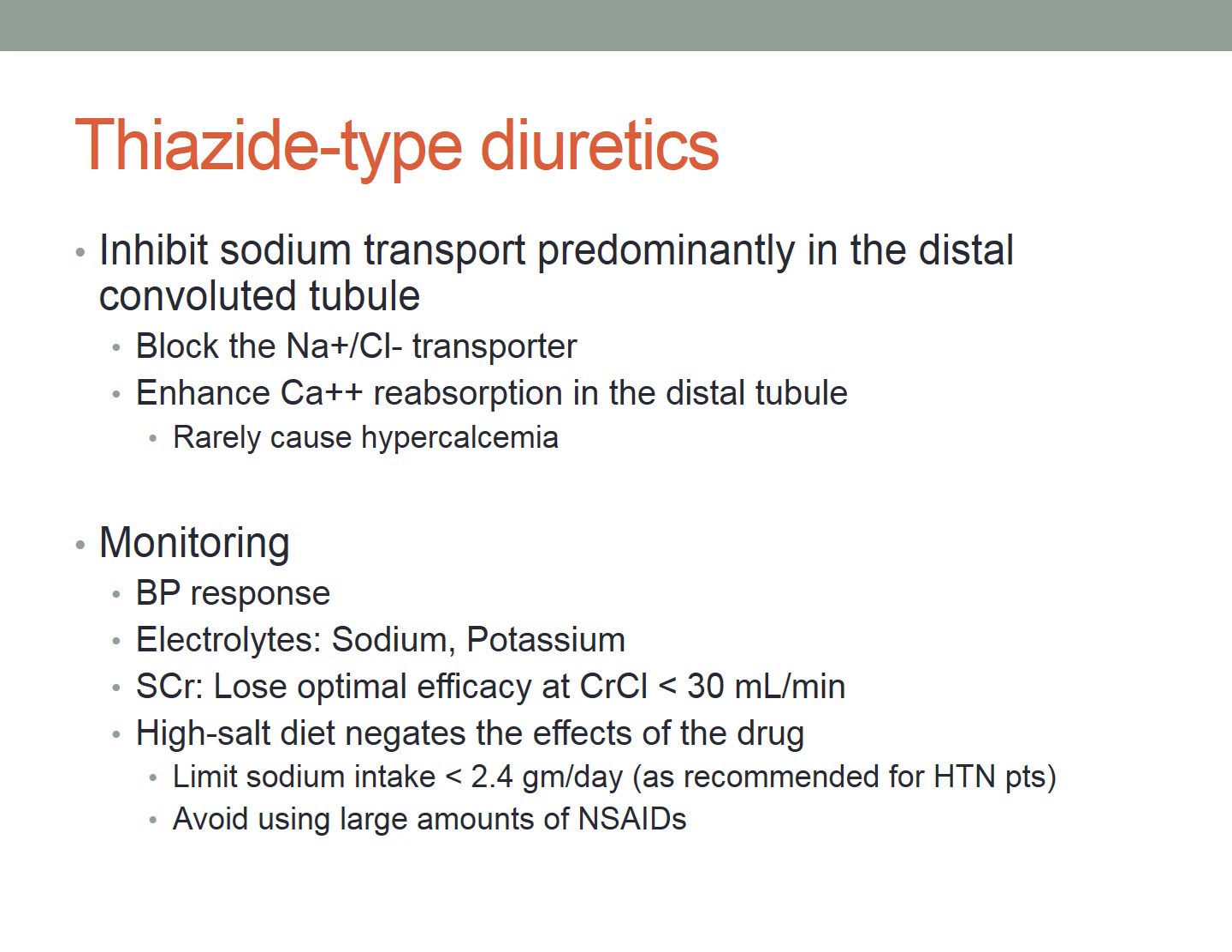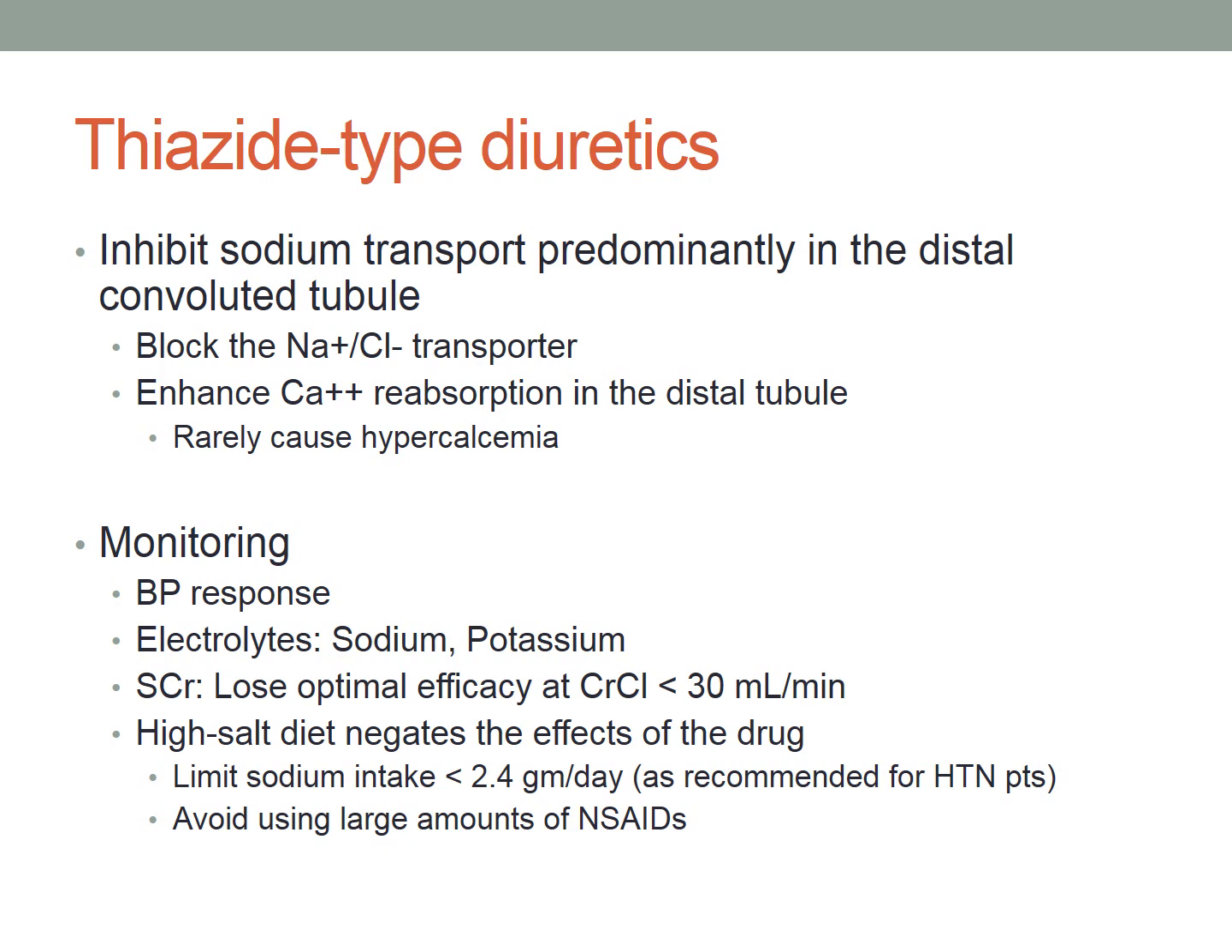These drugs tend to lose optimal efficacy when patients have an estimated creatinine clearance less than 30. So as I pointed out in our older patients with chronic kidney disease and proteinuria, two slides ago, they recommend calcium channel blockers or thiazide-type diuretics. You're just going to want to be cautious, because if the creatinine clearance is less than 30, these drugs might not be effective.